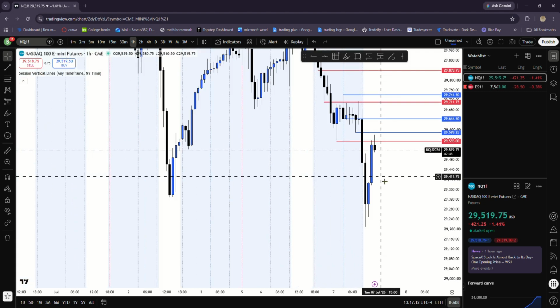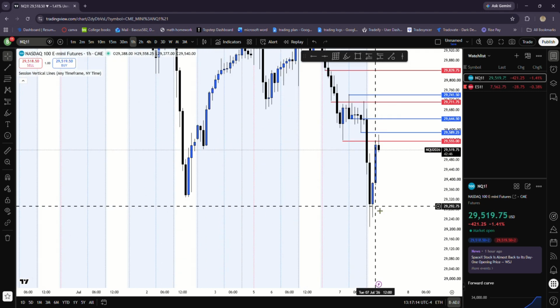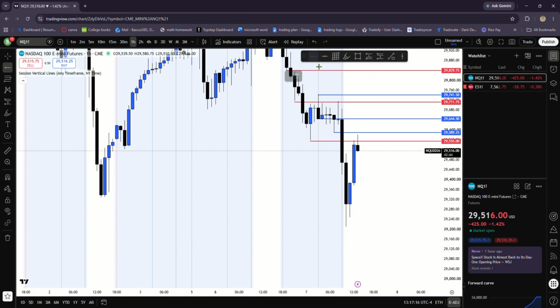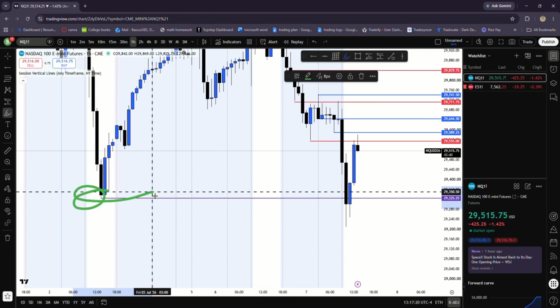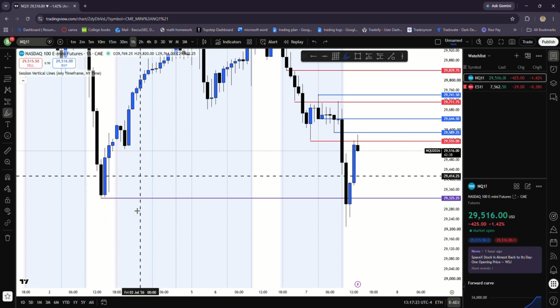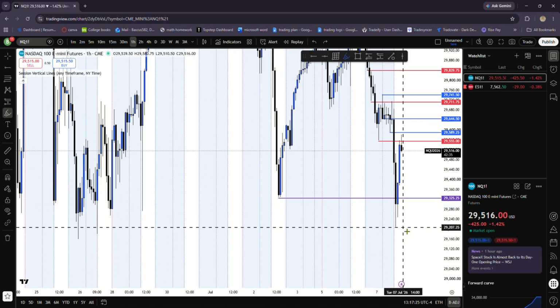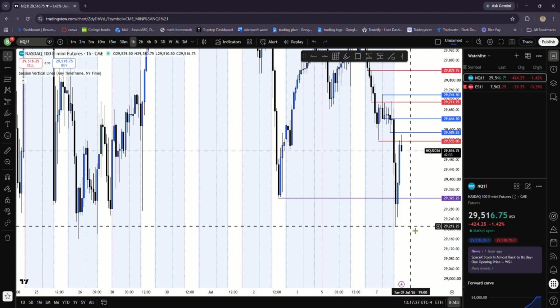So anyway, same thing as last time. Let's look at the hourly here. So if we look at the hourly, you see that there's liquidity right here, right? So liquidity is basically like a draw on the chart where market wants to go to. So think of it as like a gravitational pull.